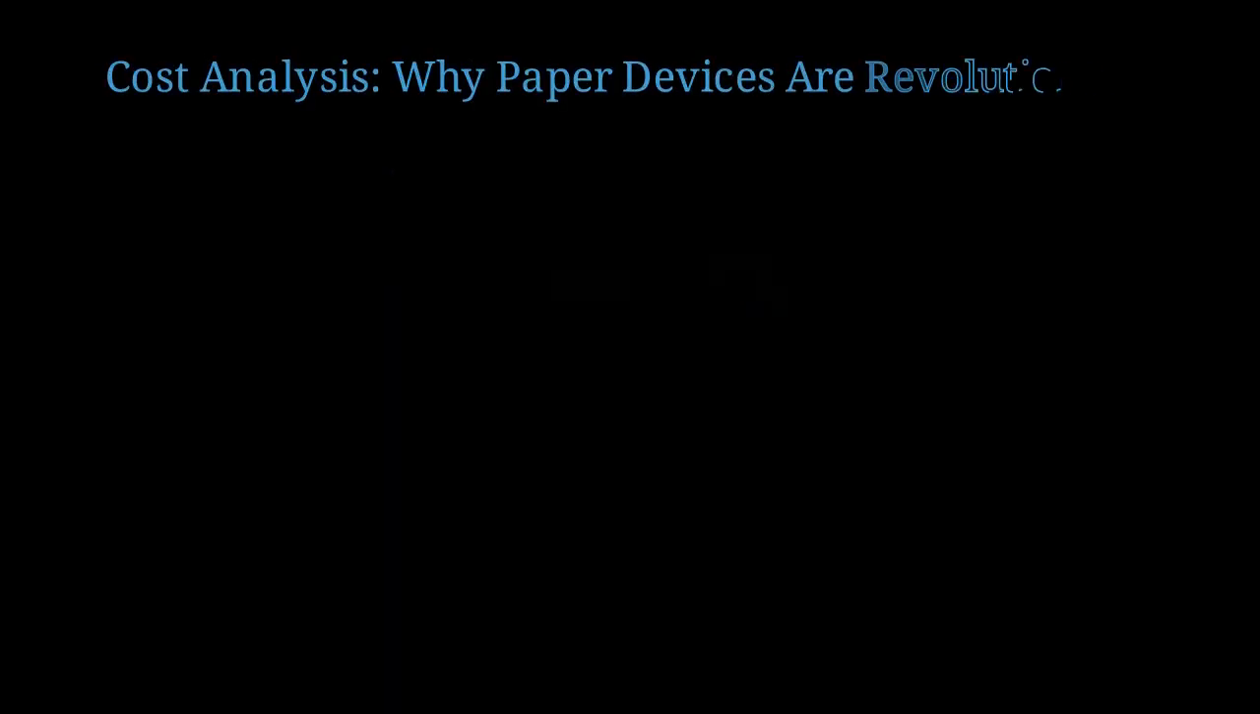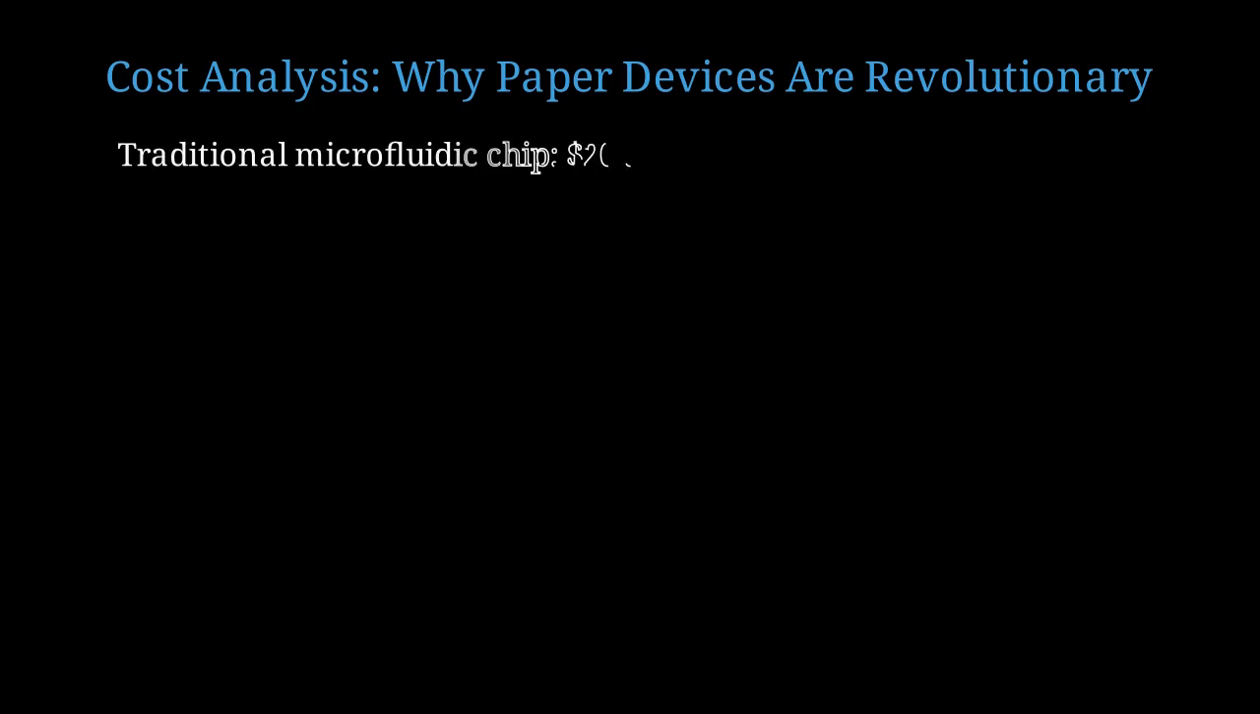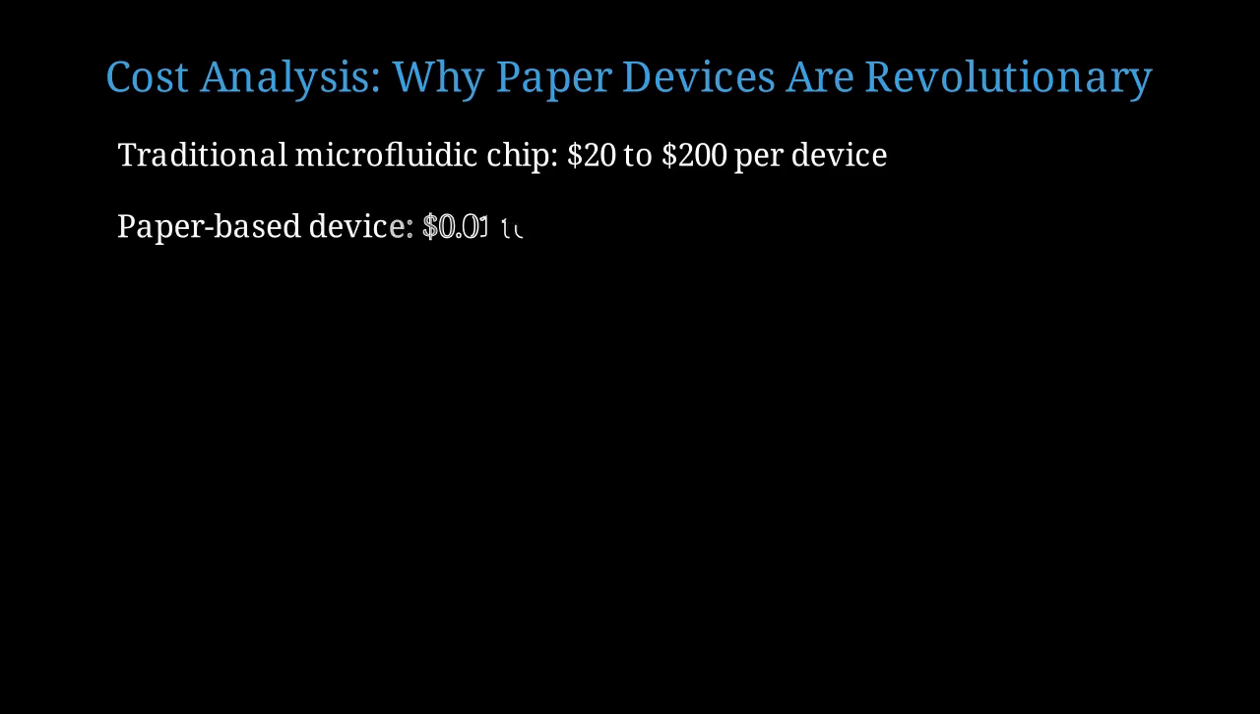Let's talk about cost, because this is where paper-based devices truly shine. A traditional polymer or glass microfluidic chip costs anywhere from $20 to $200 per device, primarily due to cleanroom fabrication. A paper-based device costs between 1 cent and 50 cents per device. This is a 100 to 1,000-fold cost reduction.